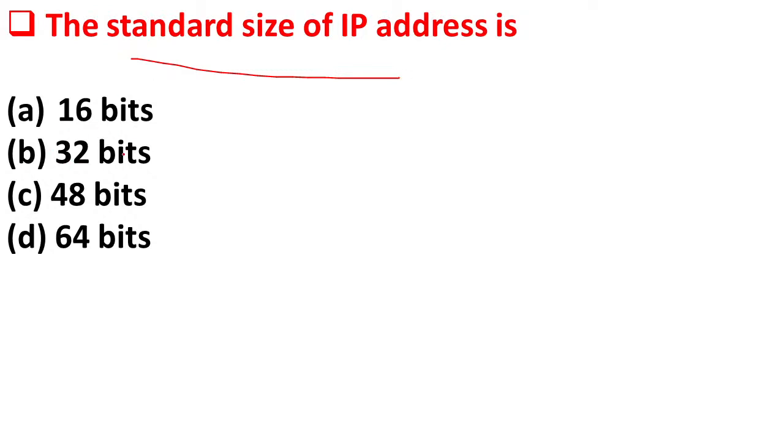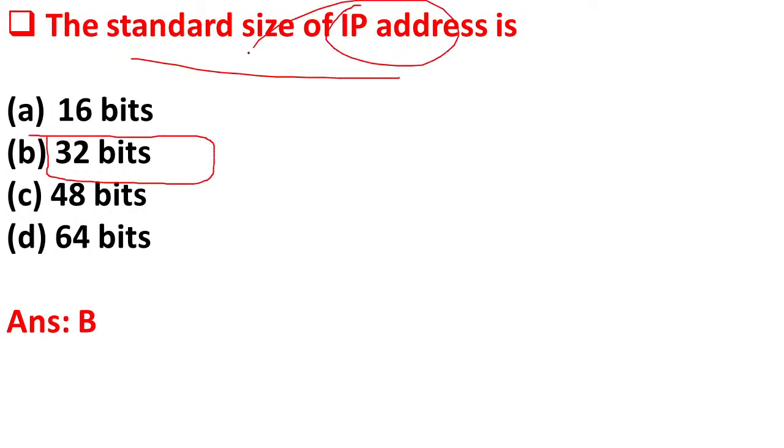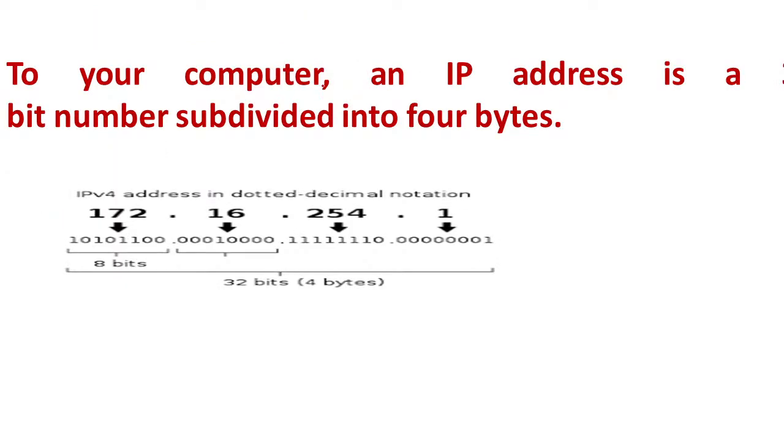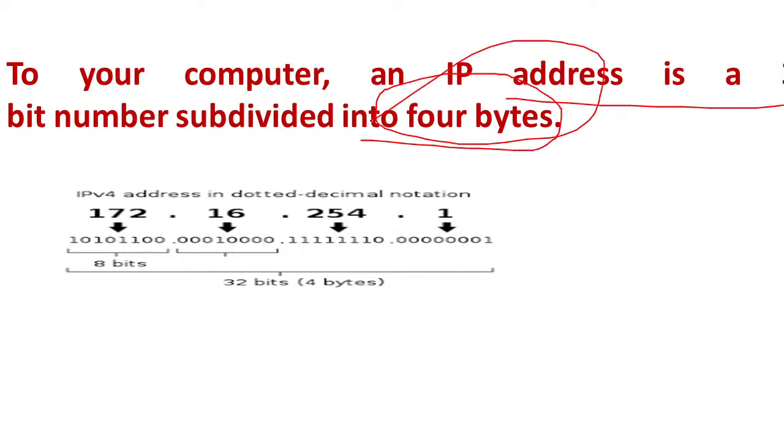So the next question is, the standard size of an IP address is option A 16 bits, option B 32 bits, option C 48 bits, option D 64 bits. So here the right answer is option B, 32 bits. The standard size of an IP address is 32 bits. So to your computer, an IP address is a 32 bit number subdivided into 4 bytes.